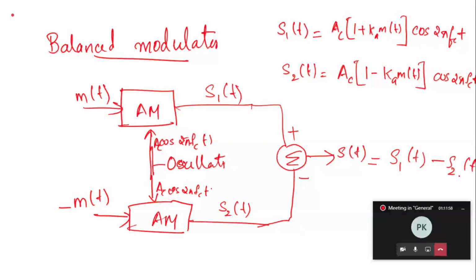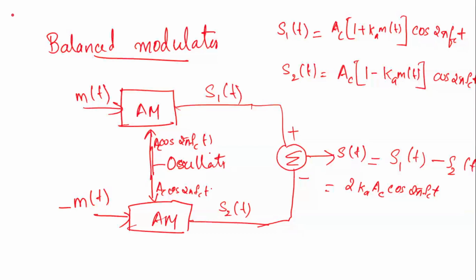s1(t) minus s2(t), and the result is 2 Ka Ac cos 2πfct into m(t). So this will be the balanced modulator. Here the output s(t), whatever you are getting, is a DSB-SC signal. So this is one way to generate a DSB-SC signal, which is the balanced modulator.